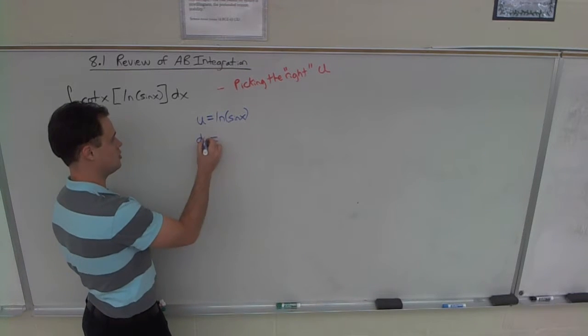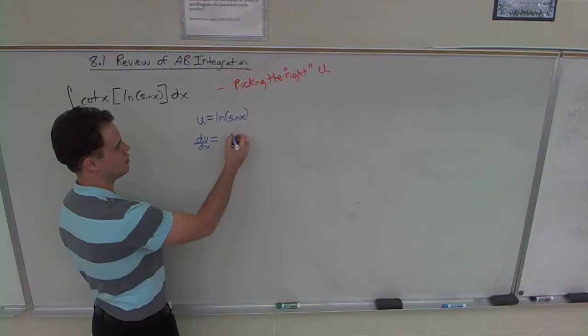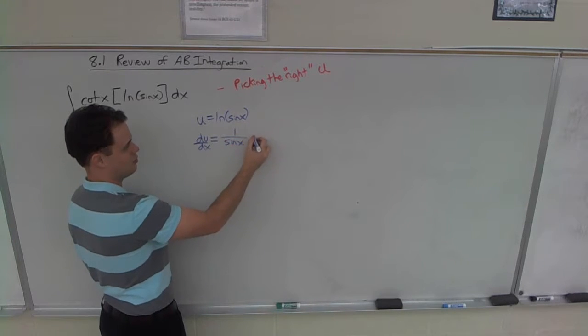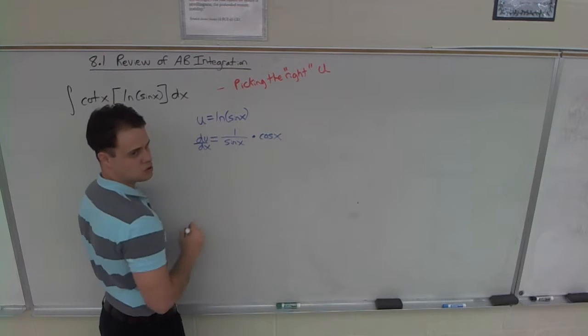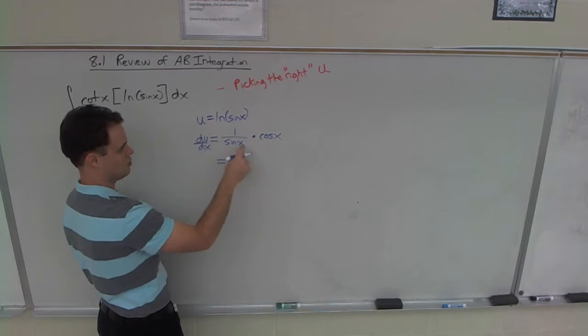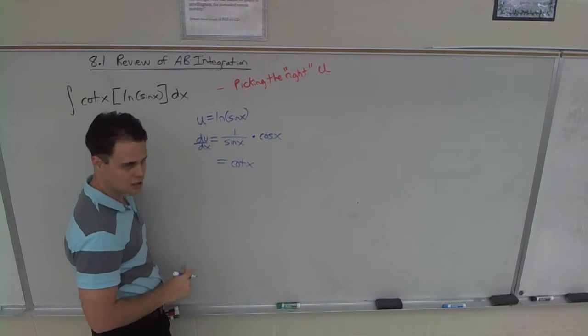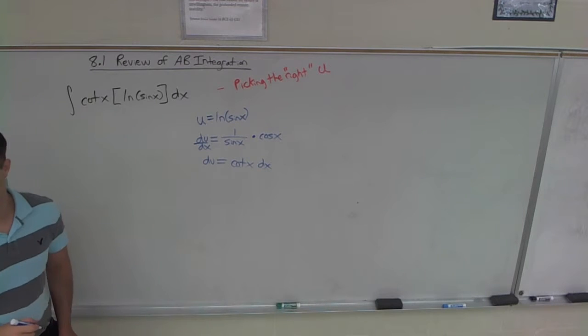If I take the derivative of this side, I get du. If I take the derivative of that side, I get what? 1 over the stuff. Chain rule. Cosine over sine, what is that? That's cotangent. Hey, I saw cotangent. Did you guys see it? Oh, I think this is going to work, right?